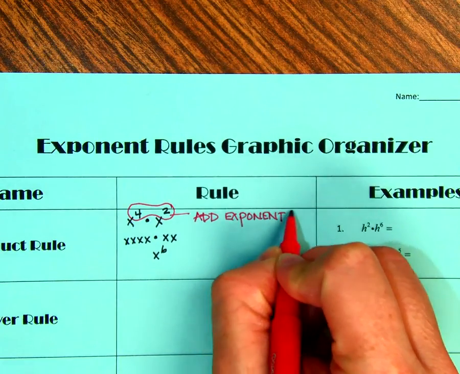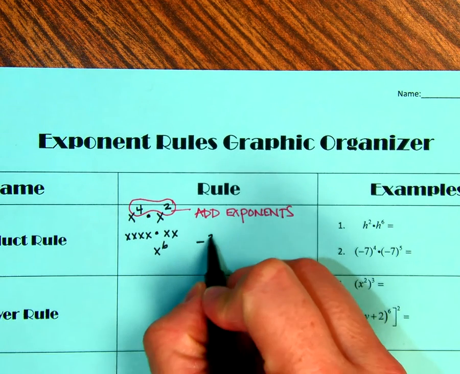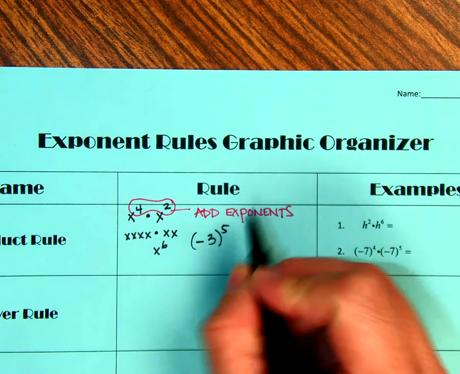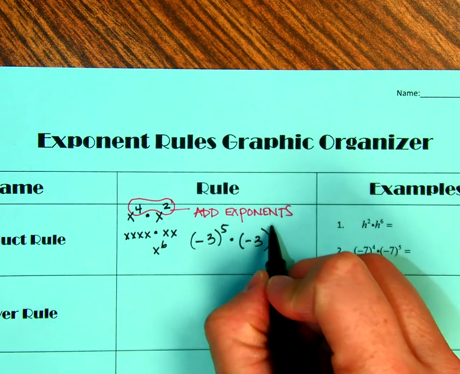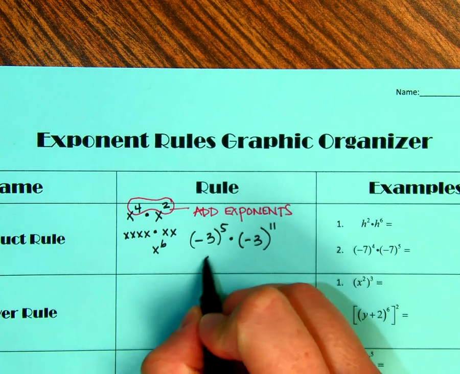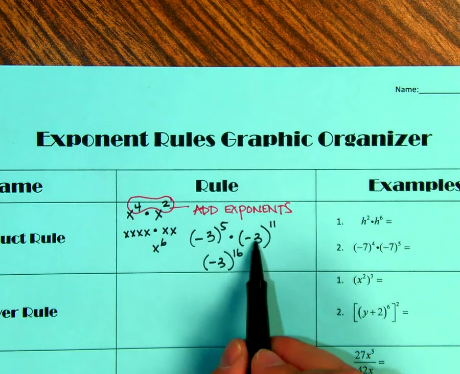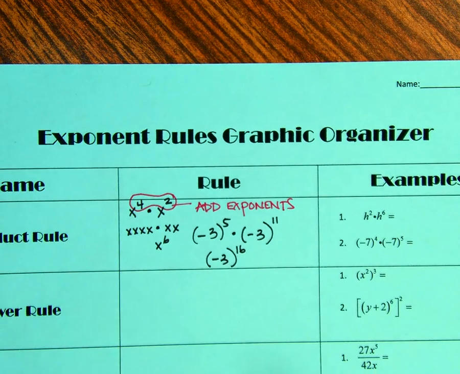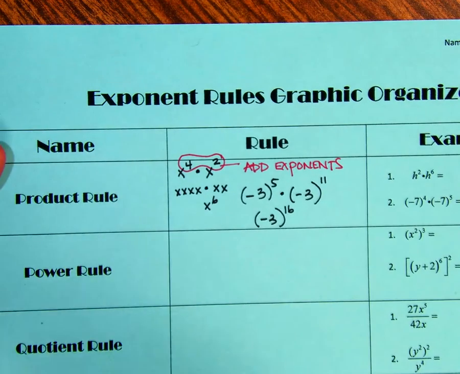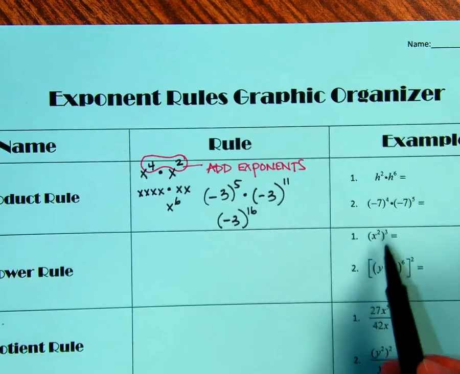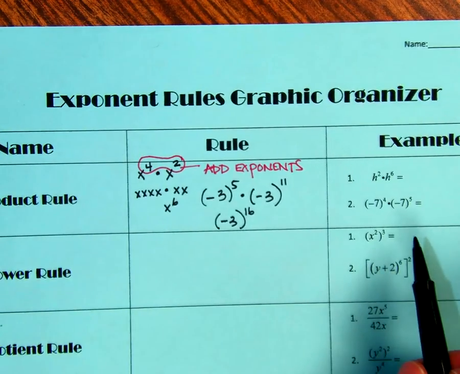Okay, so if we had negative 3 to the 5th times negative 3 to the 11th, it would be negative 3 to the 16th power, because we're multiplying, therefore we add the exponents. Power rule means that we have a quantity raised to a power.